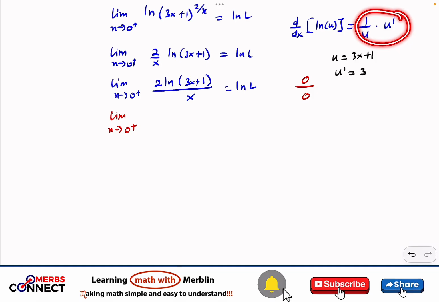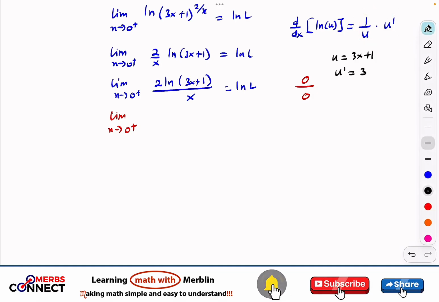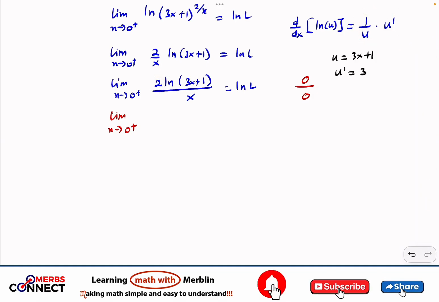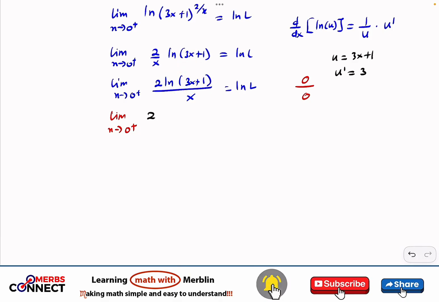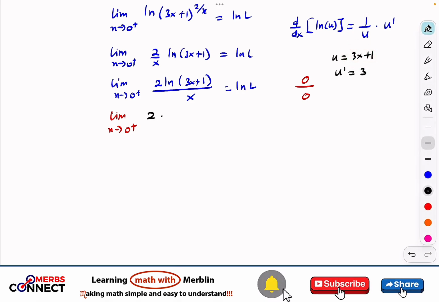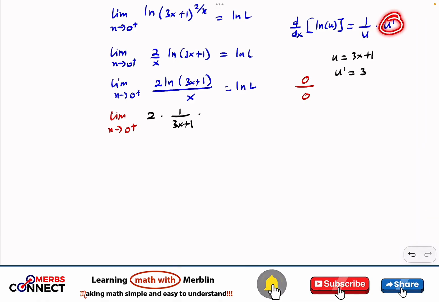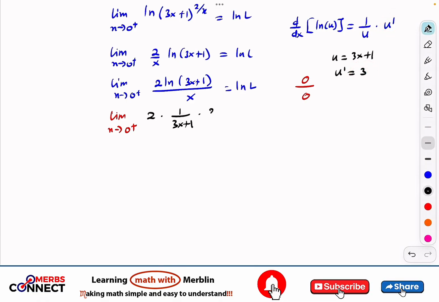So now I'm going to use this on the top here. Don't forget there is a 2 here, which is a constant, so we are not touching it. So I have my 2 constant there. Then since I'm differentiating the ln function, it's 1 over what is inside the parentheses, 1 over u. So I'm going to have times 1 over 3x plus 1, times u prime, which is 3. Divided by, when I differentiate x, I have 1. And this should be ln of L.